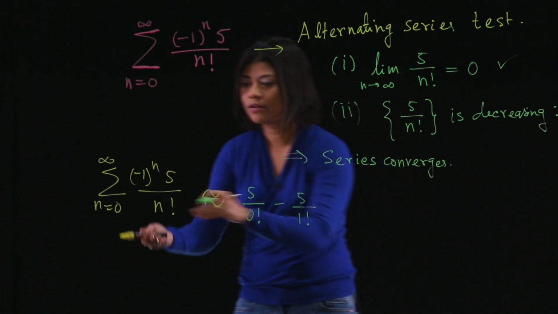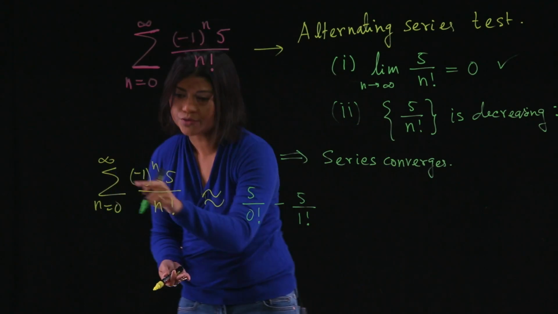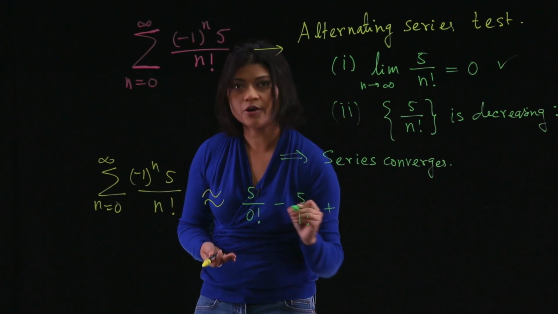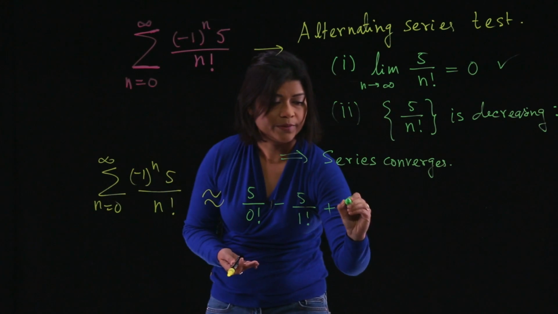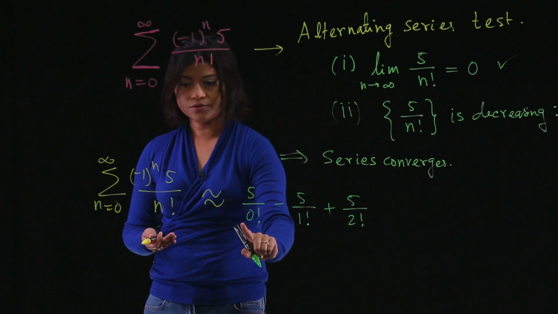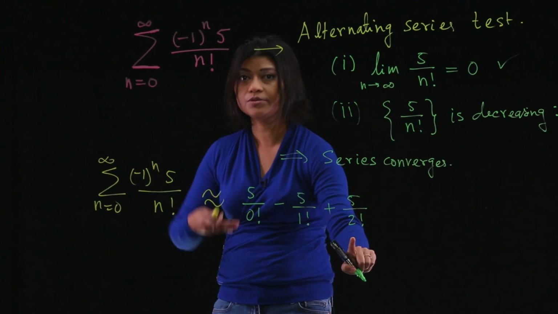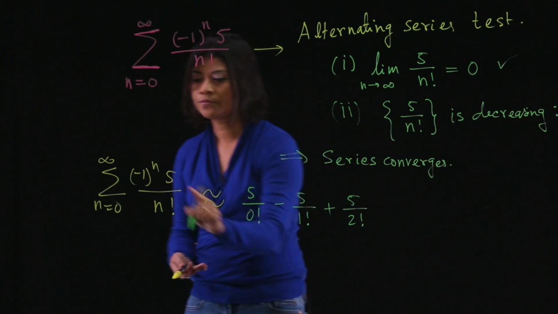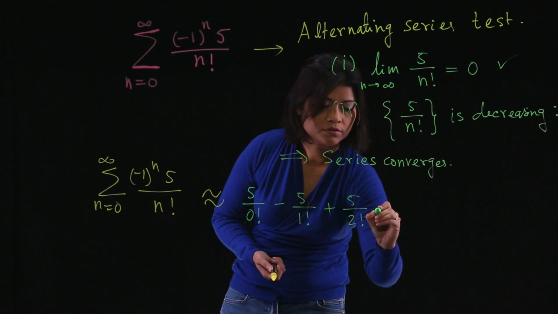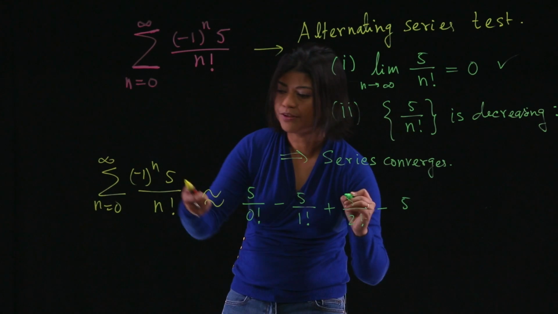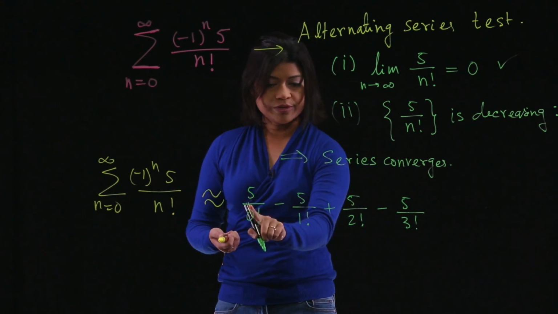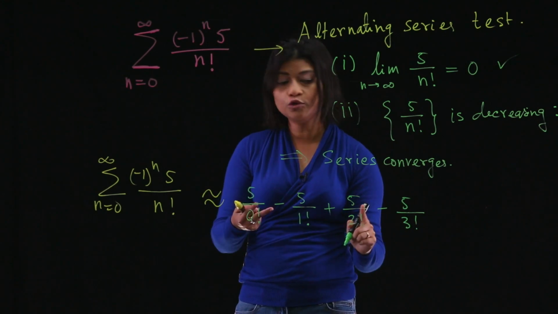And you continue this way. So the next term will be n equals 2. When you plug in n equals 2, notice this becomes positive. So the next term is positive, 5 divided by 2 factorial. Okay, so n equals 0, 1, 2. Next will be n equals 3. Plug in n equals 3, (-1) cubed is negative. So you have minus 5 divided by 3 factorial. So how many terms do we have? 1, 2, 3, 4. We need 2 more.